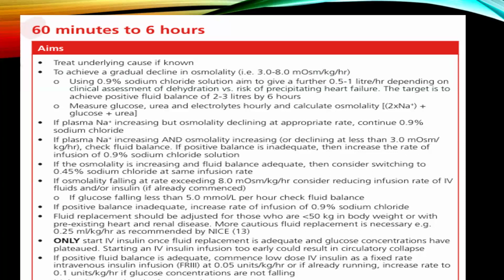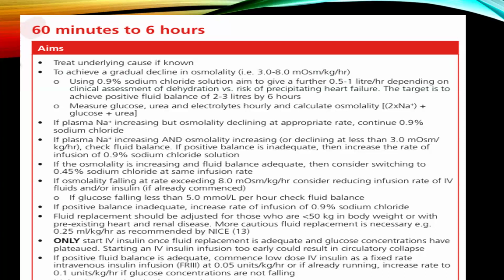If glucose is falling less than 5 mmol per liter per hour, check the fluid balance. If positive balance is inadequate, increase the rate of infusion of 0.9% sodium chloride.